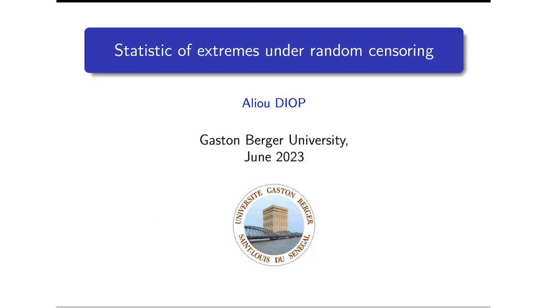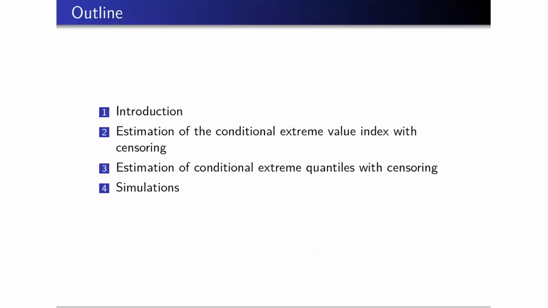Okay. Here I will talk about statistics of extremes and random censoring. This is my plan. First, to give some introduction and estimate what we call the conditional extreme value index with censoring. And the third part, to estimate what we call conditional extreme quantiles, also when censoring is present, and to give some simulations.